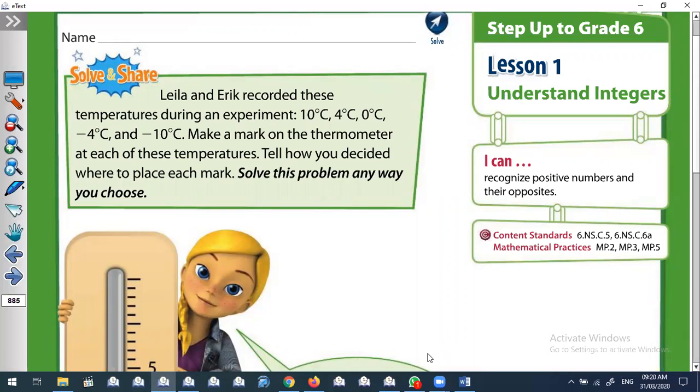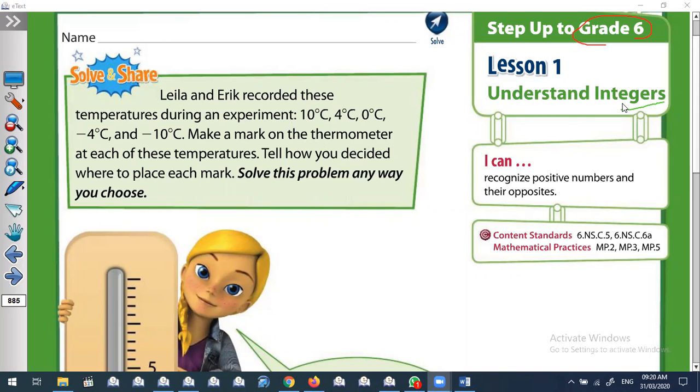How are you today? Our lesson today is lesson one, which is understand integers. This unit we are going to step up to grade 6. Lesson one, understand integers. What is the integers? In this unit, we are going to learn the negative numbers. Negative numbers like numbers under sea level, numbers maybe when you withdraw from your bank account, it will be negative.